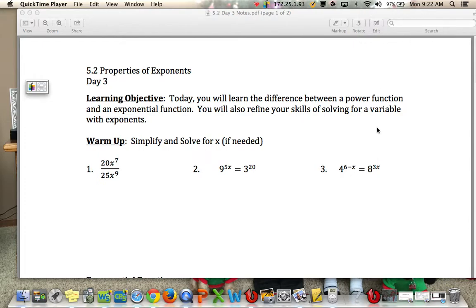This podcast is for 5-2, Properties of Exponents, Day 3. The learning objective. Today you will learn the difference between a power function and an exponential. You will also refine your skills for solving for a variable with exponents.